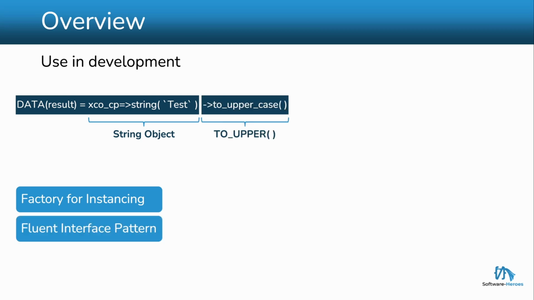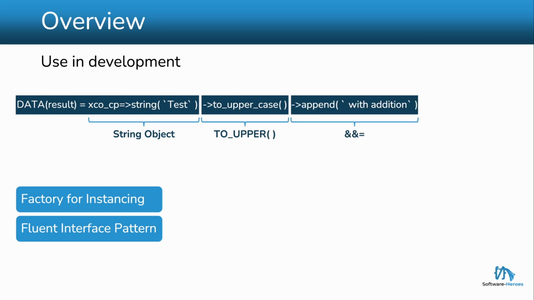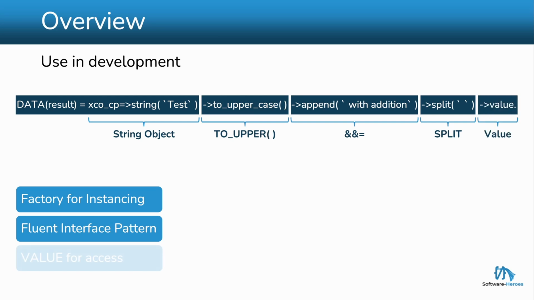In the next case, we can then directly call other methods of the object, thus creating a chain of calls. This is the fluent interface pattern. We can now call additional methods such as append to append another substring. Finally, we call split, but instead of receiving a string object, we receive a strings object, a table of different strings. If we then want to access the contents of the object, we usually use the value attribute, which in this case returns a string table.